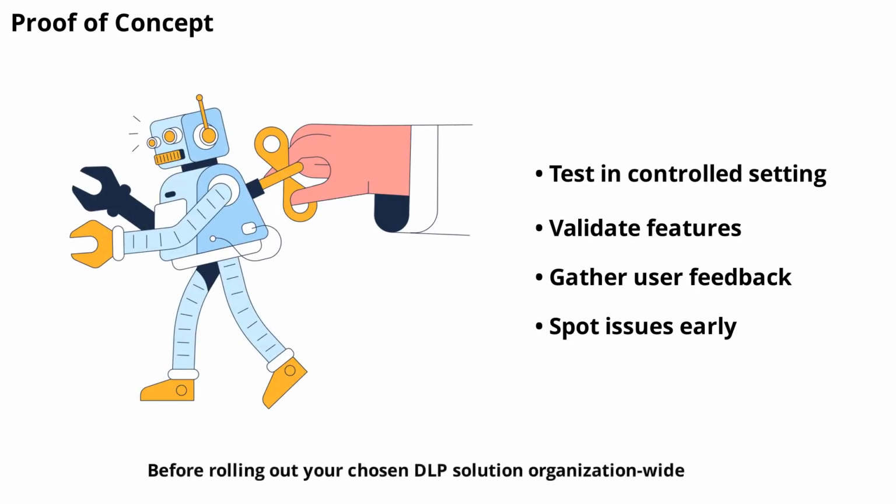Before rolling out your chosen DLP solution organization-wide, it's wise to run a proof of concept, or POC. This phase, lasting 2 to 4 weeks, allows you to test the tool in a controlled environment. You'll validate key features, assess performance, and gather feedback from users. The POC helps you identify potential issues early and ensures the solution meets your requirements before full-scale deployment.